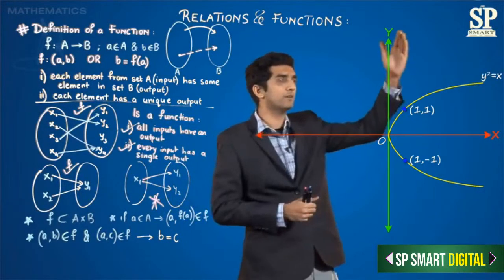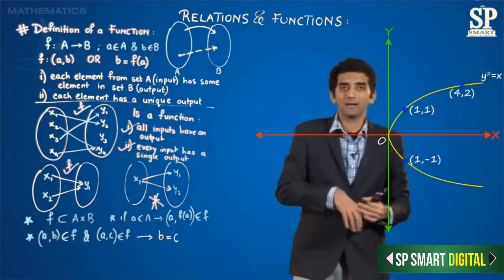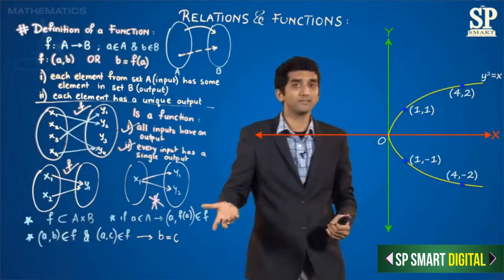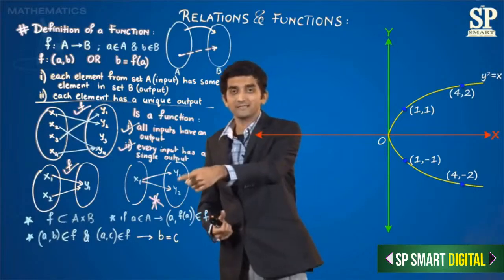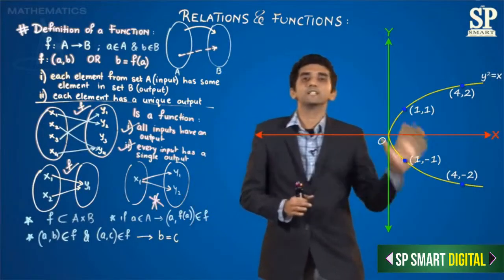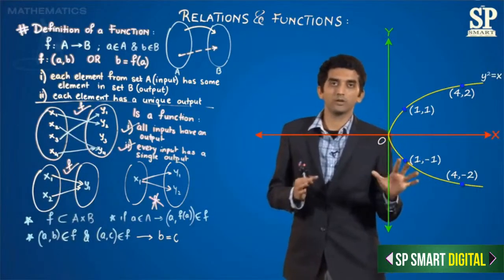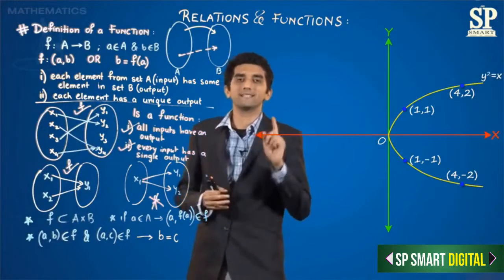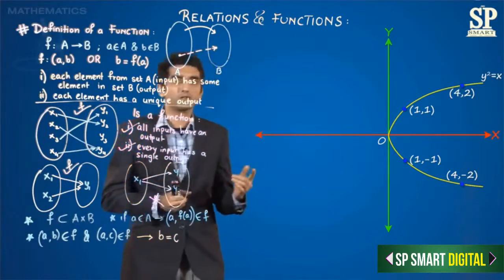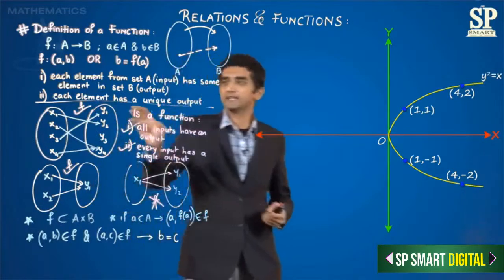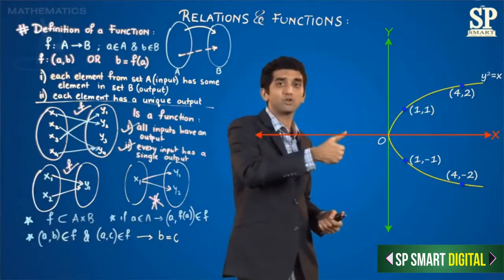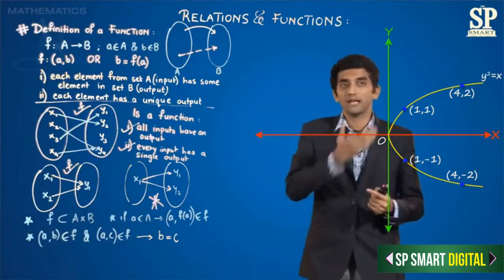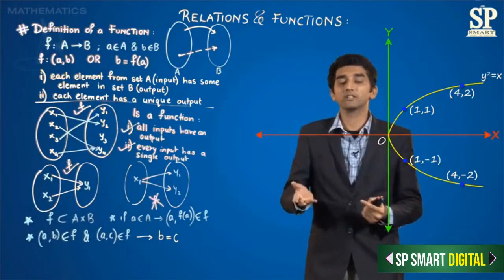When I put 1, I'm getting 1 and -1 both at the same time. Another example: if I'm putting 4, y square equal to 4 becomes the equation, and I'm getting 2 and -2 both at the same time. That means again this case is happening. So this equation y square equal to x, this machine based on the rule y square equal to x, is not a function because it is violating the second rule that each element has a unique output. An input is having more than one output. Every input over here is giving you two outputs.